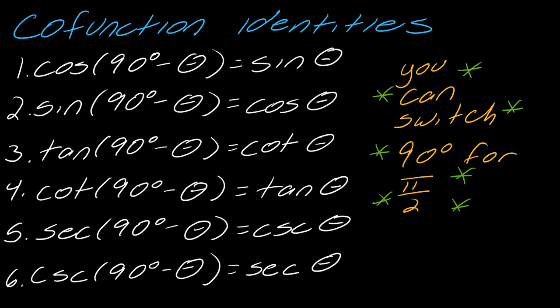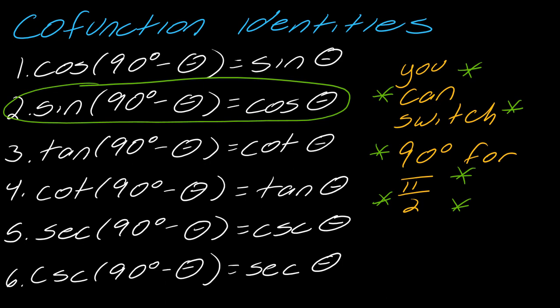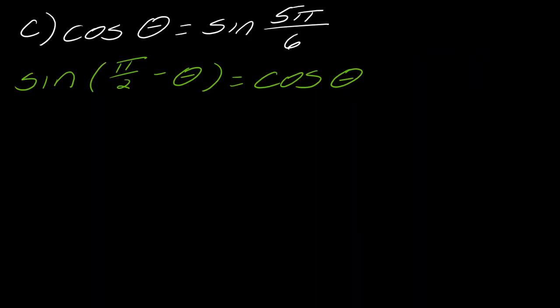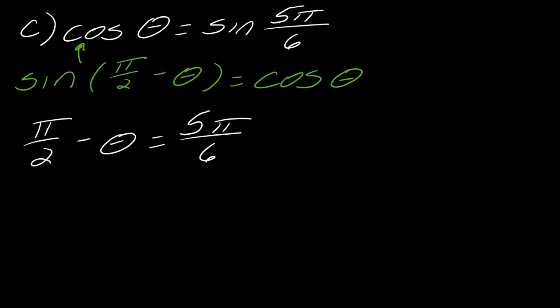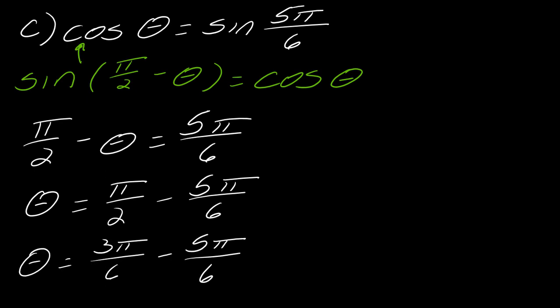Okay, so as I look through my cofunction identities, I'm interested in the one that will equal cosine of theta. So I'm interested in this one. I'm going to switch the 90 degrees to pi over 2, like you see here. And then I'm going to do that same thing where I replace the cosine with the sine of pi over 2 minus theta. So now I've got both sides equal. So I can just take pi over 2 minus theta equals 5 pi over 6. And then I can go ahead and do the algebra to figure that out. I'm going to need a common denominator in this case, but I ultimately get negative 2 pi over 6, which I can simplify to negative pi over 3.